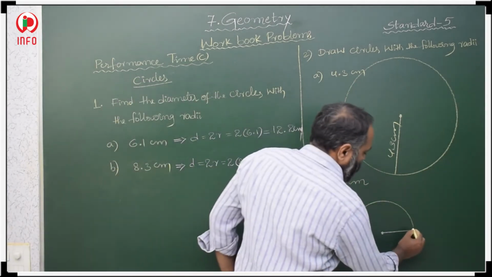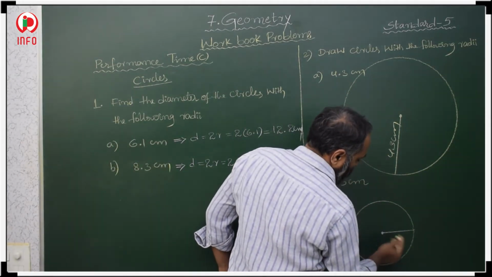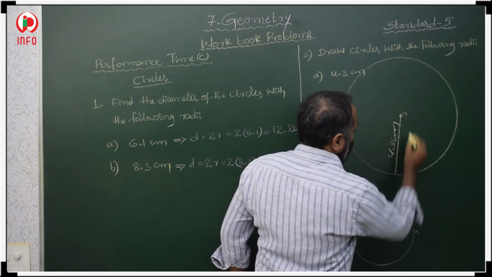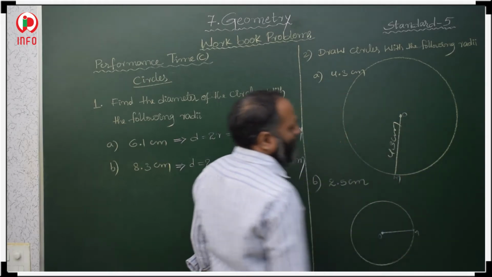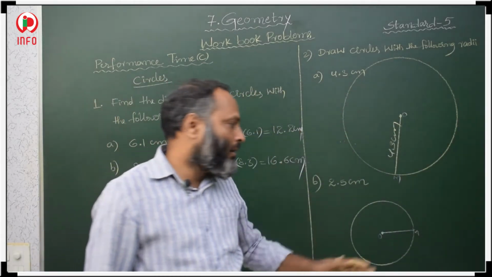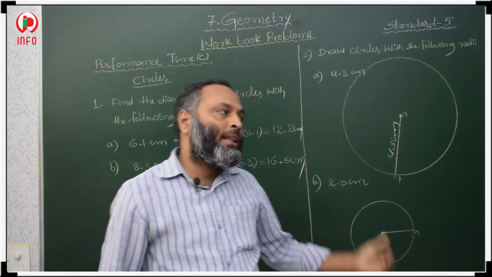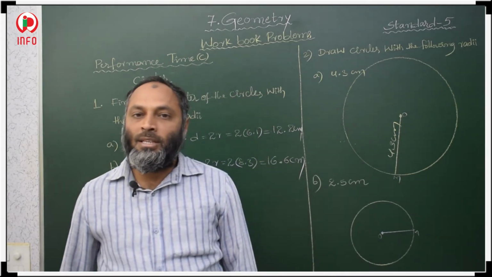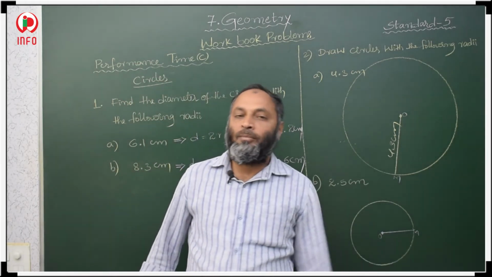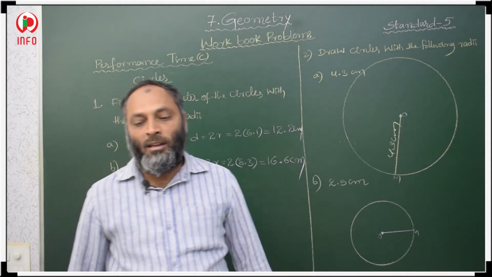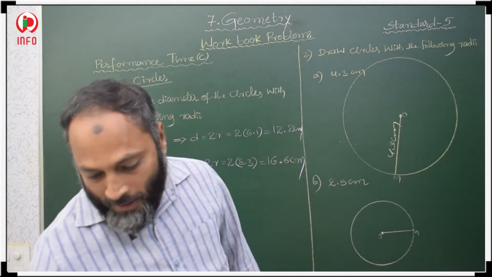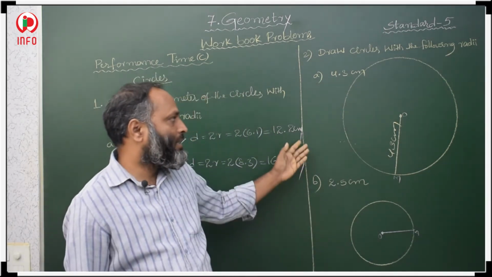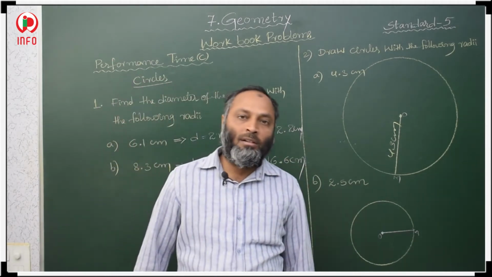From the center you have to join to any point on the circle, like OA, OM. Then with the scale measure it, and exactly you will get 4.3 centimeters here and 2.5 centimeters here. And one more question is there. Similar to drawing this circle, a radius of 3.5 centimeters is given. Using 3.5 centimeters you have to construct a circle. That is your homework.